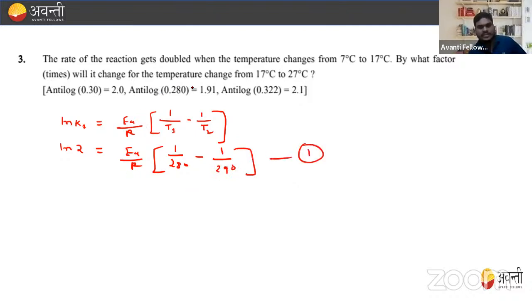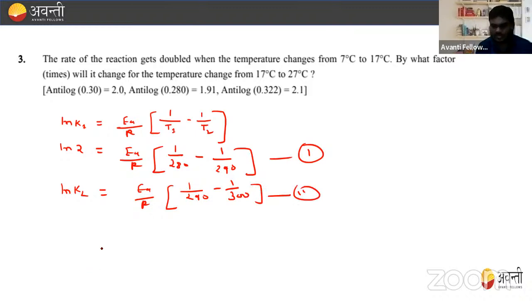What will change for the temperature from 17 to 27? So let's write as log K2. This will become EA upon R, and temperature 17 to 27, so 1 upon 290 minus 1 upon 300, right? This is equation number 2. So just divide these two.